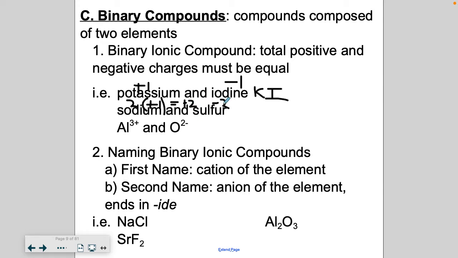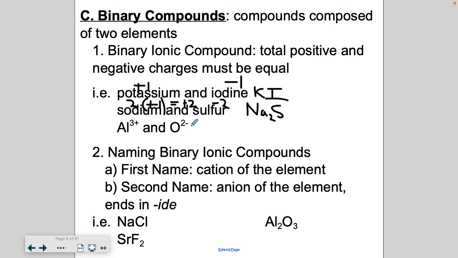And now my +2 equals my -2. So when I write this, I'm going to write Na, that's the chemical symbol for sodium, but I needed 2 of them, so I'm going to stick a little 2 down here, and then sulfur, Na2S.